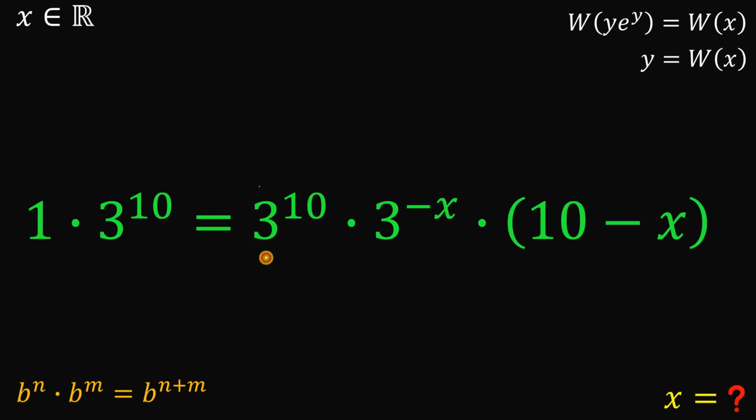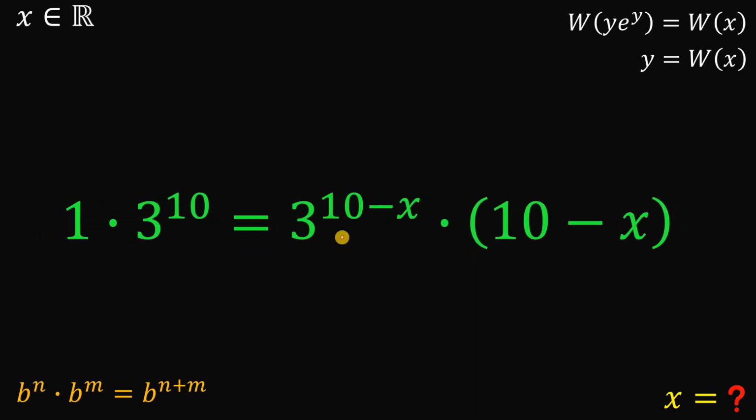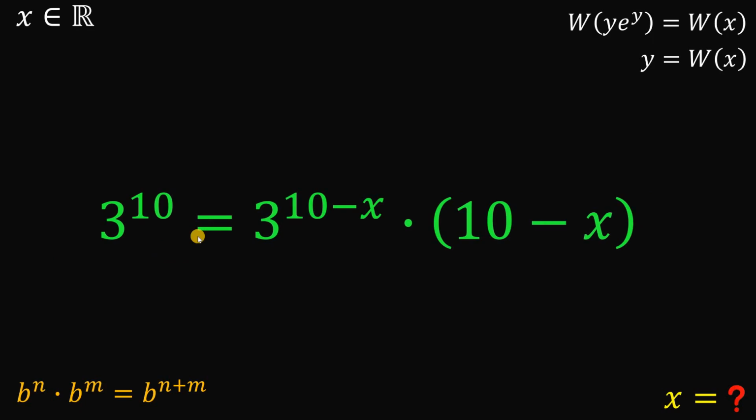Now, this expression, 3 raised to the power of 10 times 3 raised to negative x, if we combine this, is just 3 raised to the power of 10 minus x. Now, we have the same expression 10 minus x. Alright, but this is 3, not e. If this is e, then we're done. But this is 3, not e. Alright. Now, on the left-hand side, 1 times 3 raised to the power of 10 is just 3 raised to the power of 10. Now, let's rearrange some terms a little bit. Very quick.